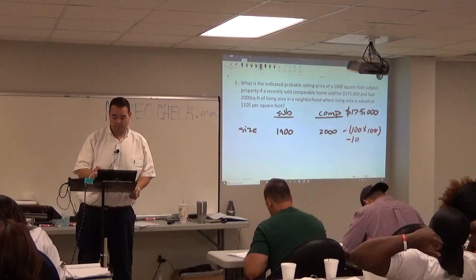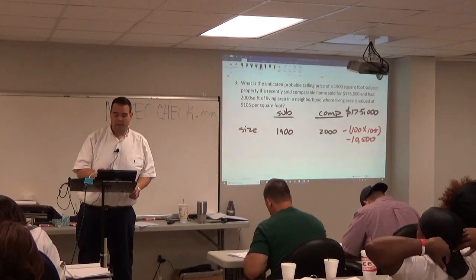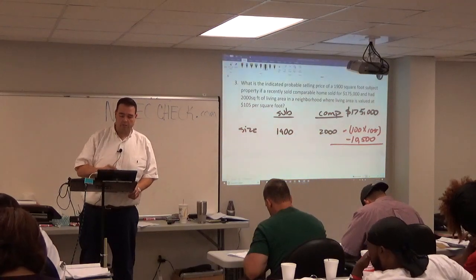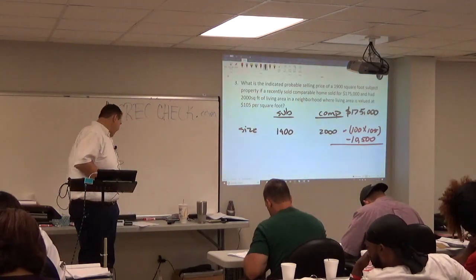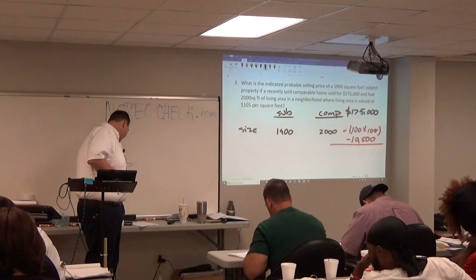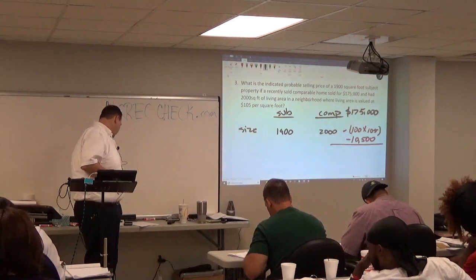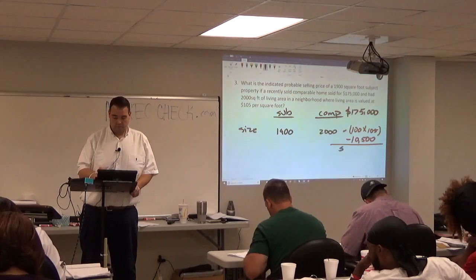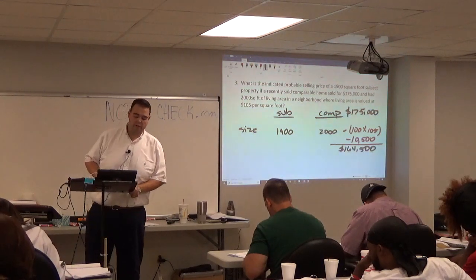Yeah. So what do we end up with for the indicated value of that property? We're just going to do the math. 175 minus 10,500. 164.5? $164,500.